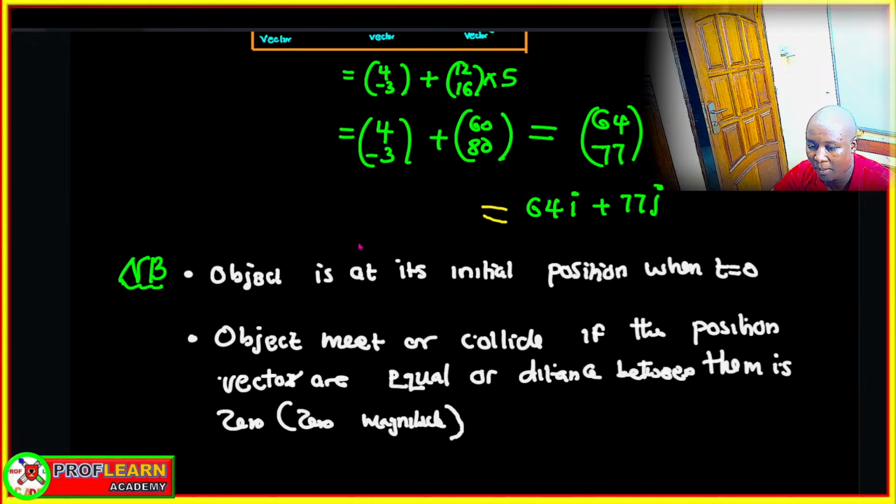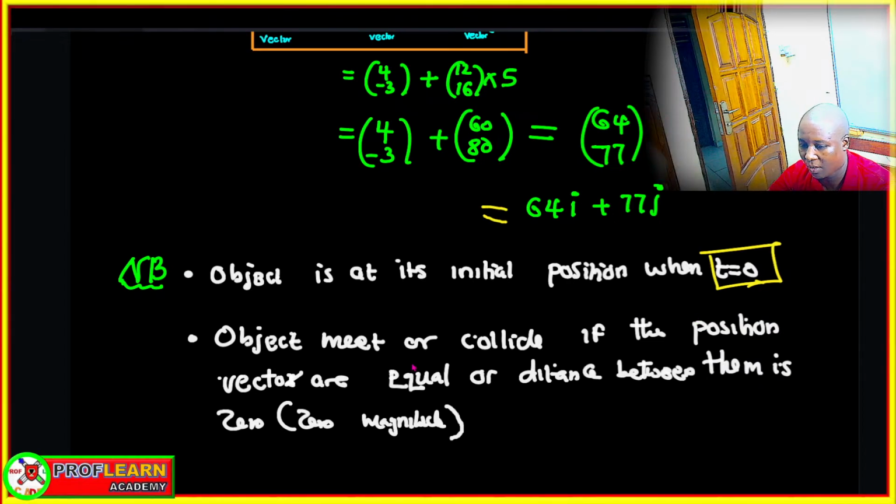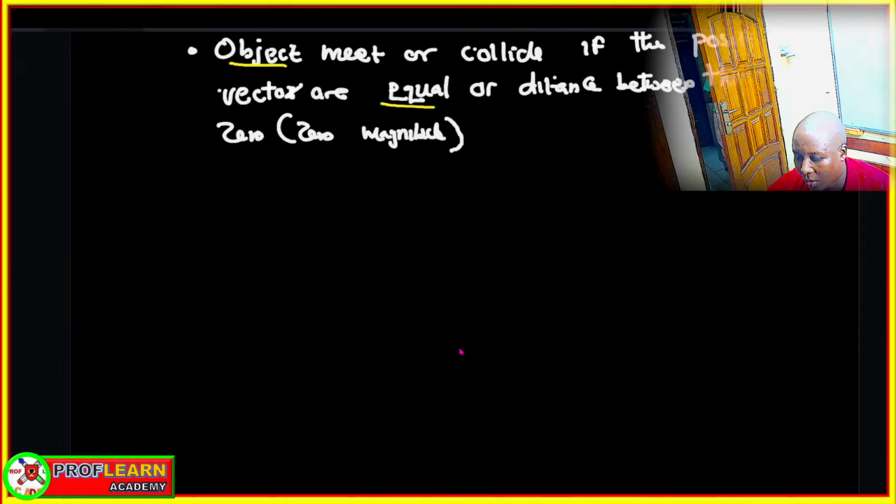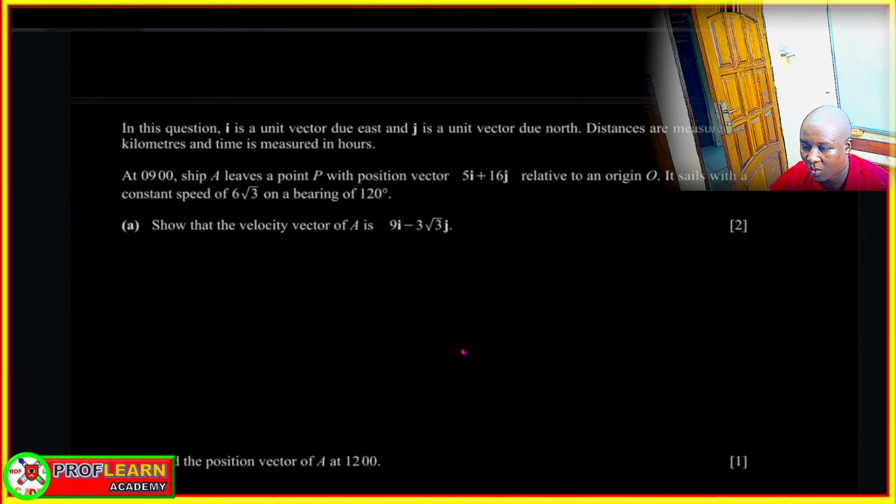Something else you need to remember is that an object is at its initial position when time is 0. So if you are given a position vector in terms of t, and they're asking you to find the initial position vector, you take time t as 0. Then we have another concept to remember: objects meet or collide if their position vectors are equal, or they are at 0 distance between them. So you may be given a question like that.